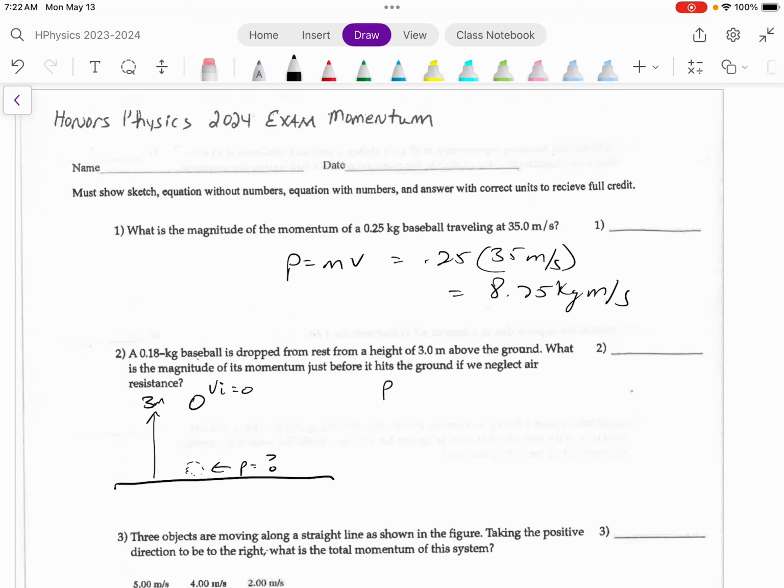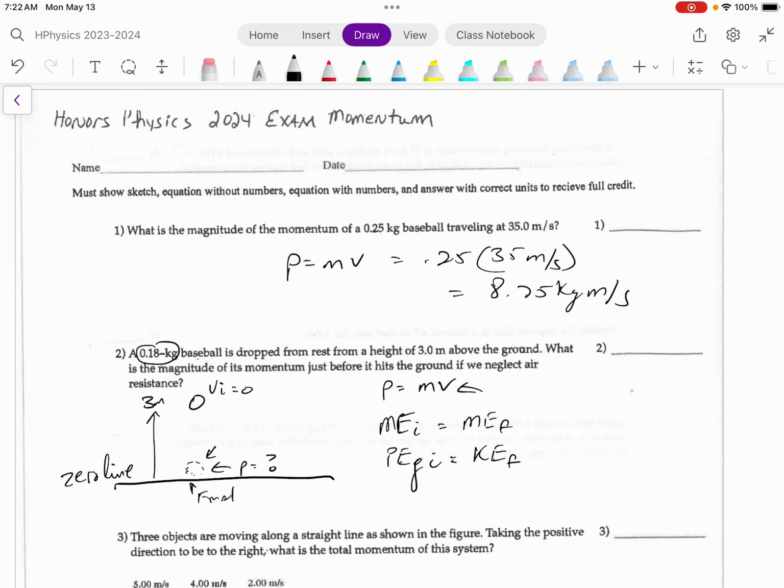Well, the definition of momentum is equal to mass times velocity. We know the mass of the ball, but we don't know the velocity at the moment it hits the ground. So we have to use conservation of energy. This is from first semester. The mechanical energy initial equals mechanical energy final. What kind of energy initial does it have? It has potential energy due to gravity initially, which will equal the kinetic energy final located at that location.